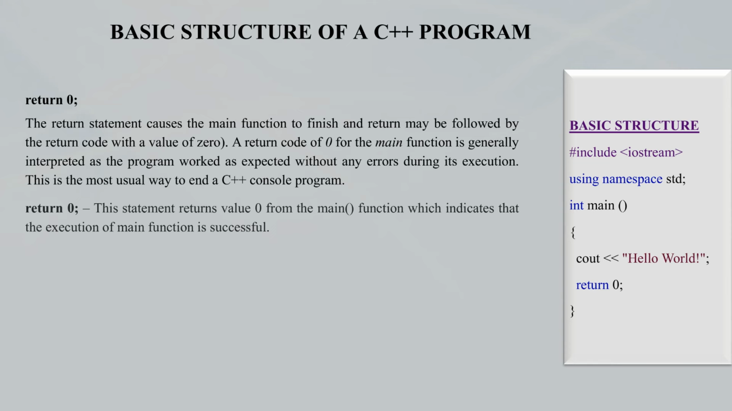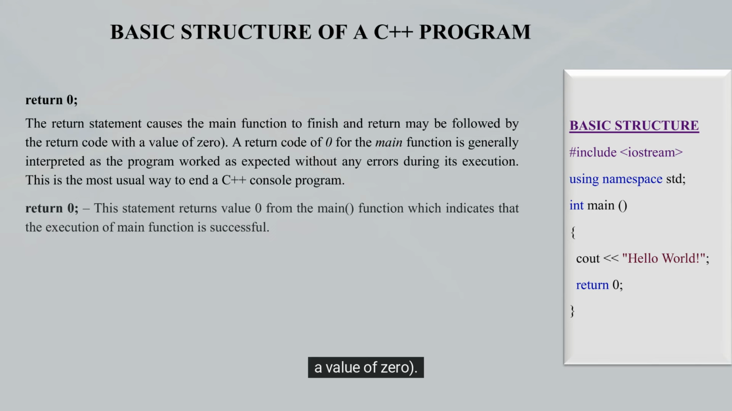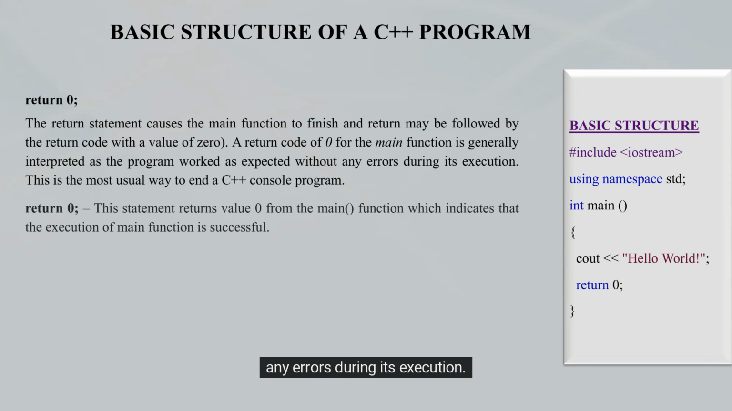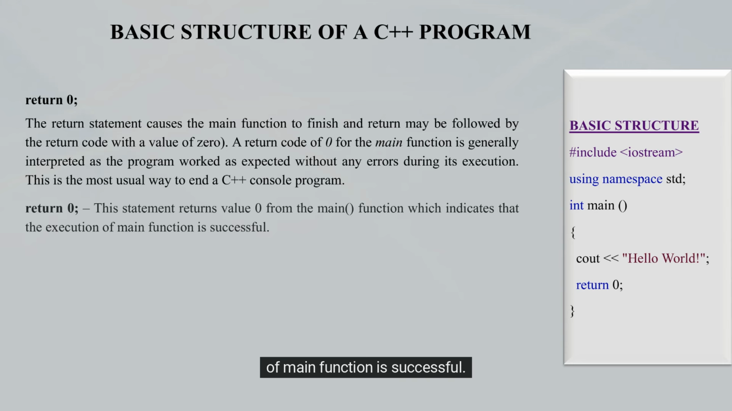return 0. The return statement causes the main function to finish, and return may be followed by the return code with a value of 0. A return code of 0 for the main function is generally interpreted as the program worked as expected without any errors during its execution. This is the most usual way to end a C++ console program. The return 0 statement returns value 0 from the main function, which indicates that the execution of the main function is successful.